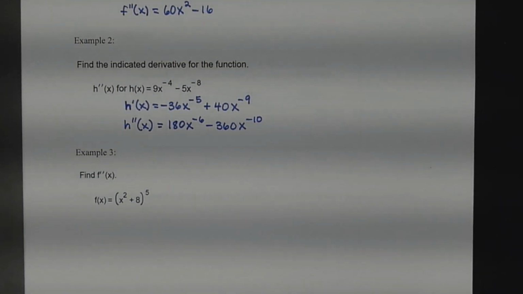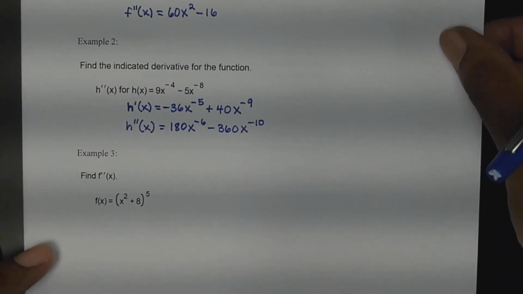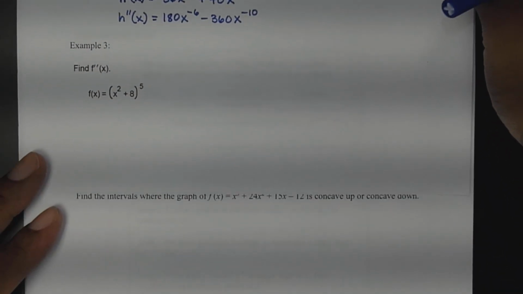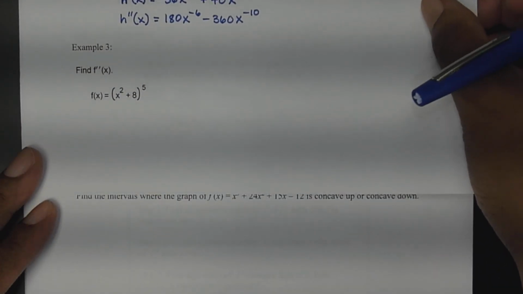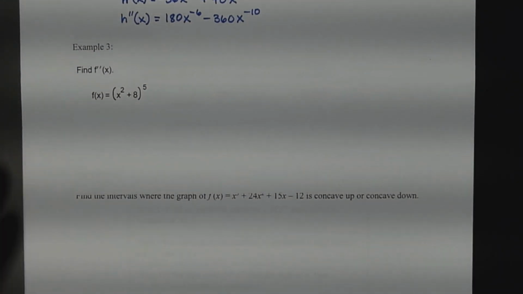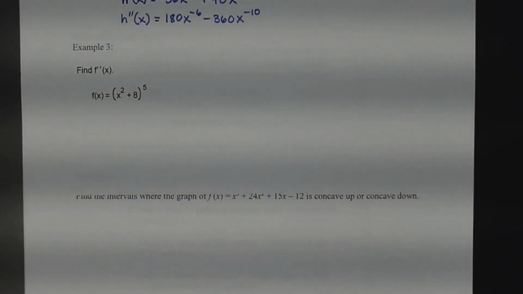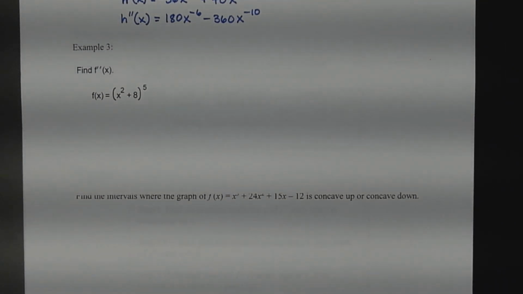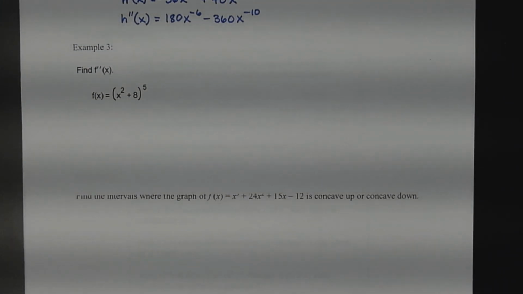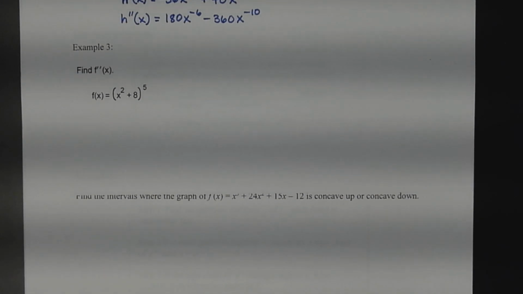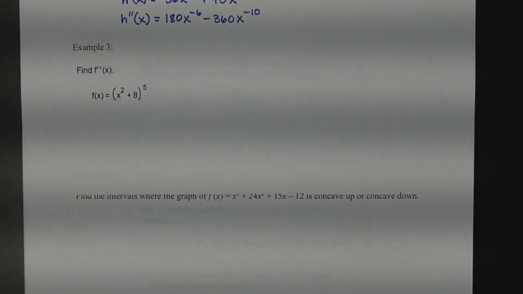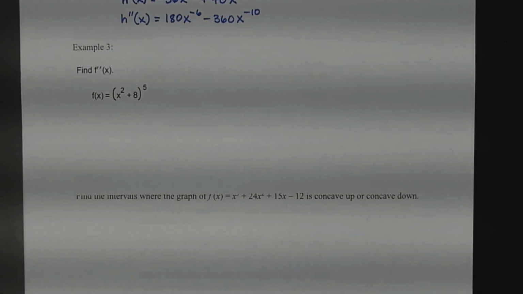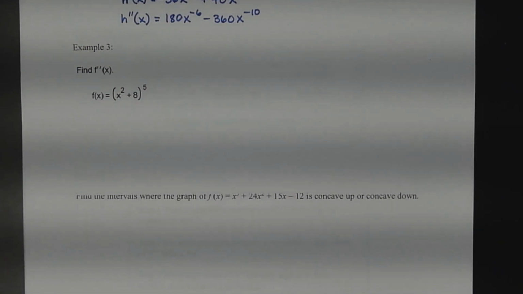Okay. Let's try one more of these. We're going to find f double prime of x. Here, f of x is equal to, in this case, x squared plus 8, and that quantity is to the 5th power. Now this one we have to apply the chain rule, because with x squared plus 8 inside the parentheses, I can get the derivative of that.